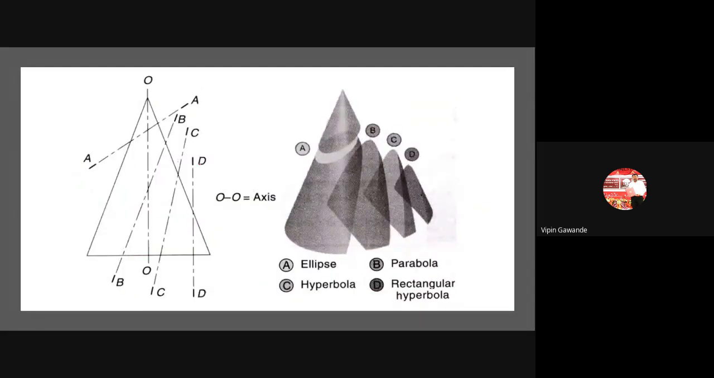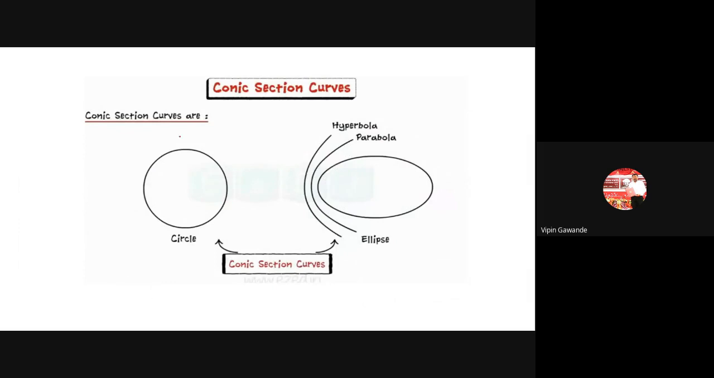So these are again the same things we have repeated. These are the sections. The circle is also one kind of conic section. When the cutting plane is parallel to the base, that is, horizontal, and we remove this part, we get the circle. If you cut the cone horizontally using the cutting plane, the section obtained is our circle.